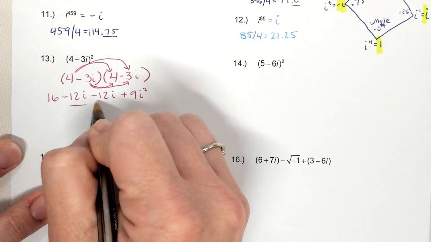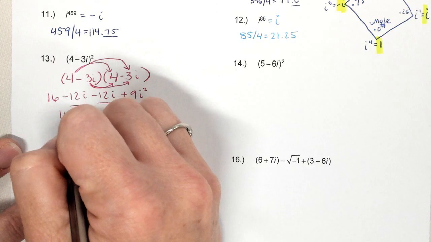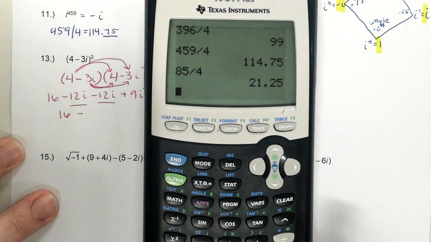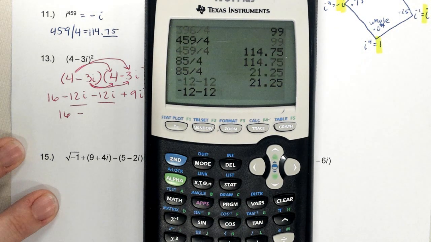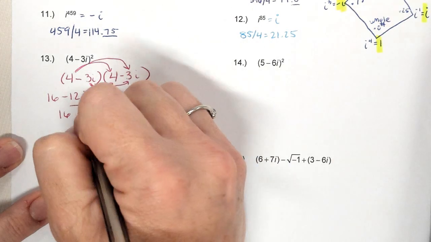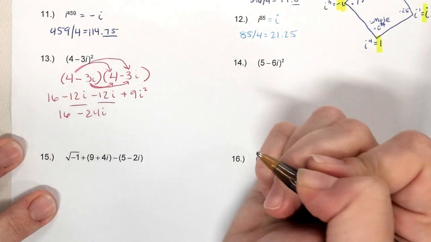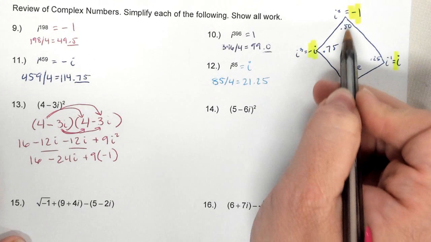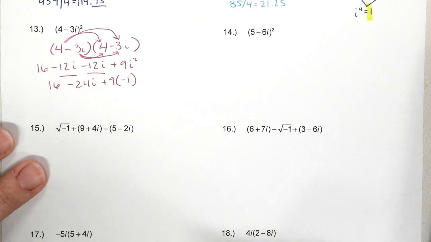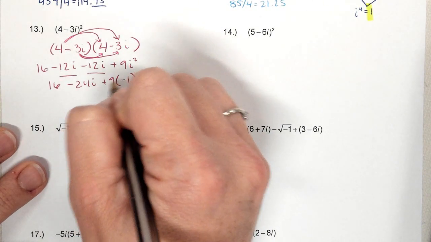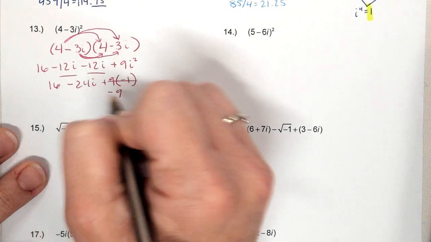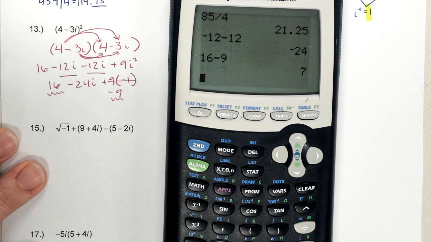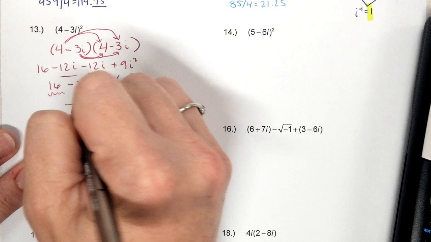Now, we know that these are like terms. So we get 16, -12 minus 12. Y'all, if y'all struggle with that, those do not cancel. 2 negatives don't cancel. -12 minus 12 is -24. The i stays. You can't type i in the calculator. Plus 9 times i squared, and i squared is -1. So 9 times -1 is -9. So 16 minus 9 are now like terms, and 16 minus 9 is 7. So we get 7 minus 24i.